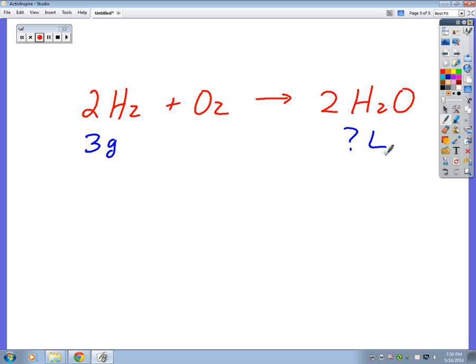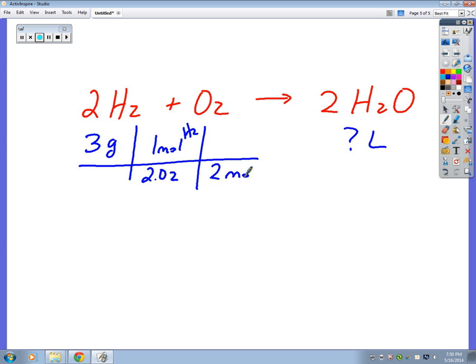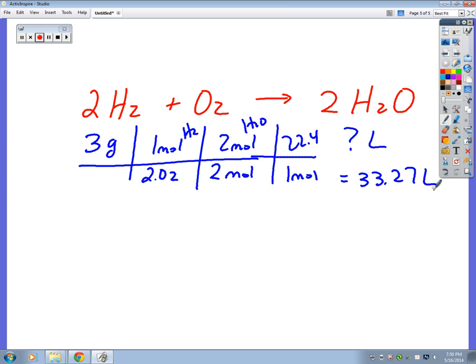So what am I going to do? 3 grams of hydrogen. I have 2.02 grams of hydrogen in 1 mole. This is hydrogen. For 2 moles of hydrogen, I make 2 moles of water. Right, this is water. And in 1 mole of water, I have 22.4 liters. So when I do my math, I'm going to take 3 divided by 2.02 times 22.4. That would give me 33.27 liters of water. Okay, that's a good stoic problem.